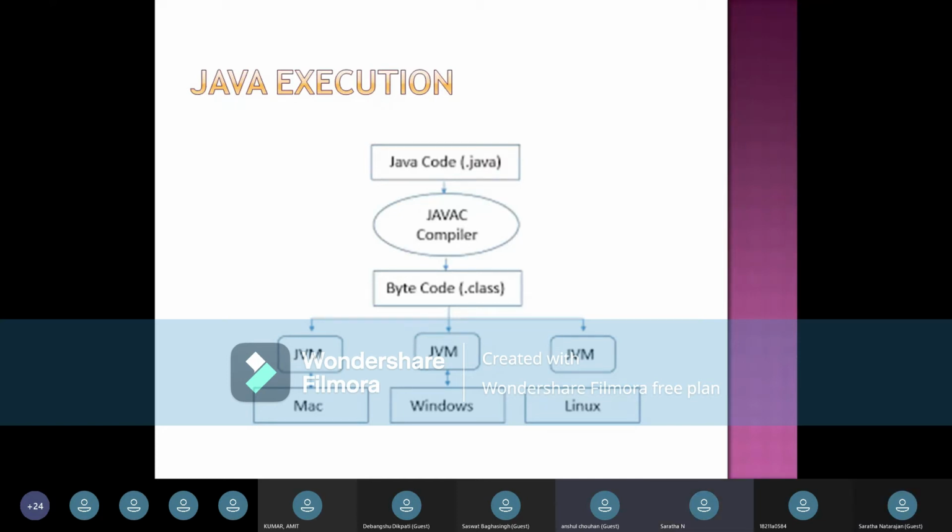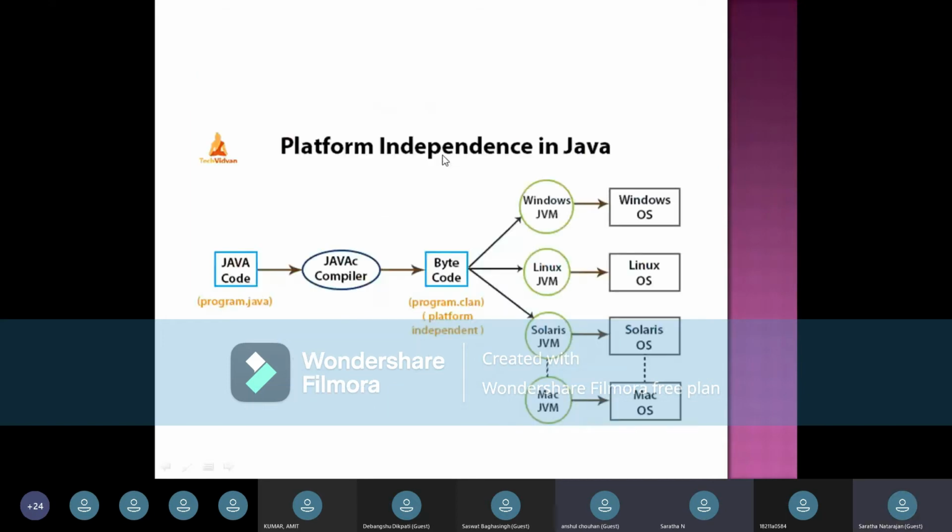Next, in a picture, is platform independence. Why are we calling this platform independence? We write the program.java, we compile it, and we get the bytecode. The same bytecode can be run on Windows OS, Linux OS, Solaris or Mac. It can run on any OS. That's what we call platform independence. Clear?